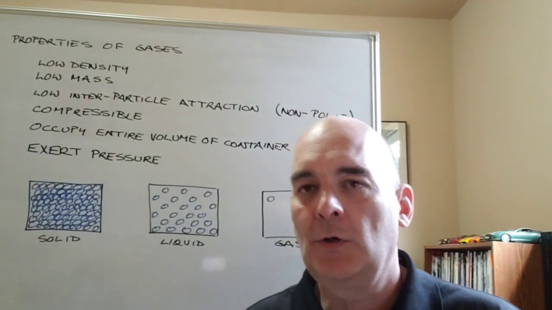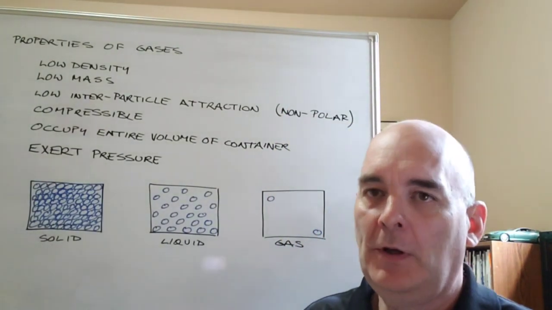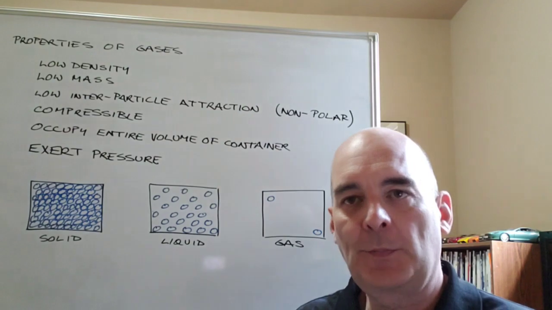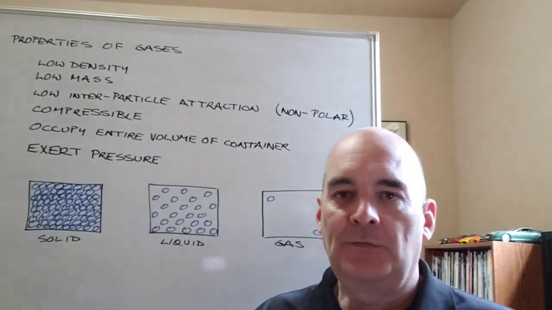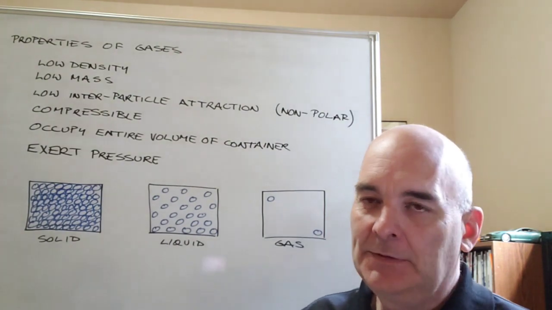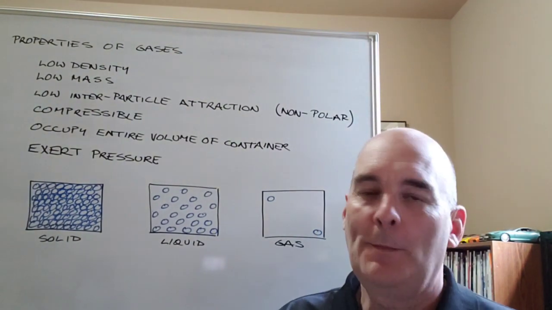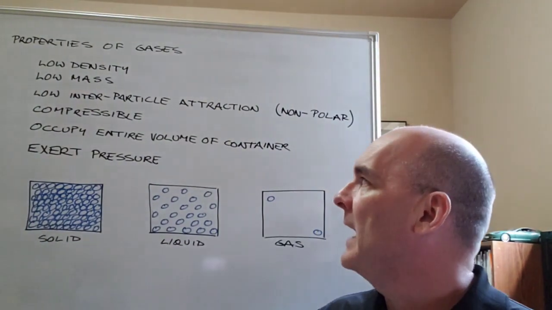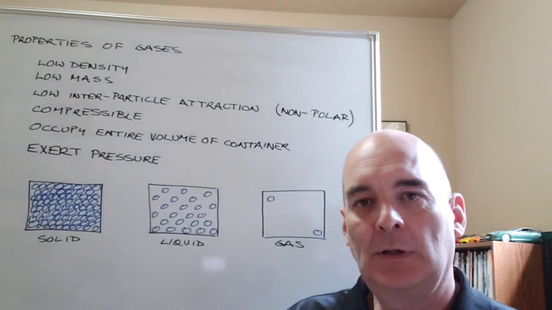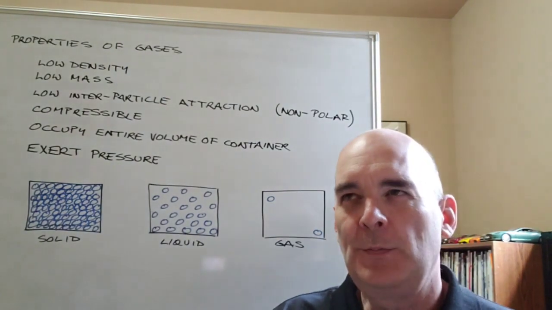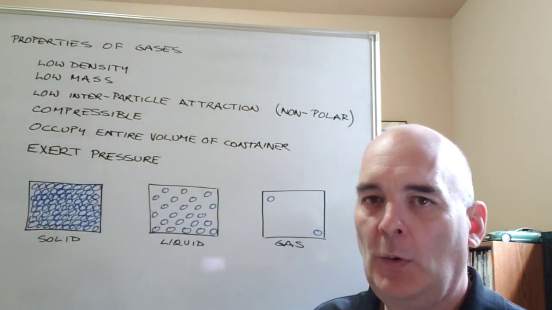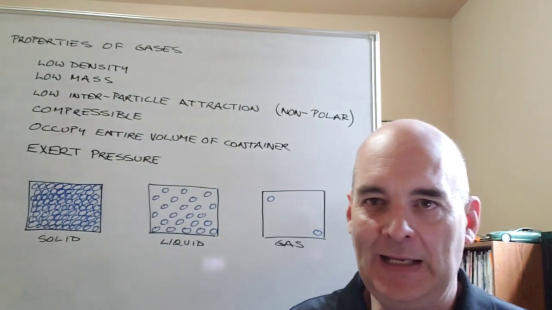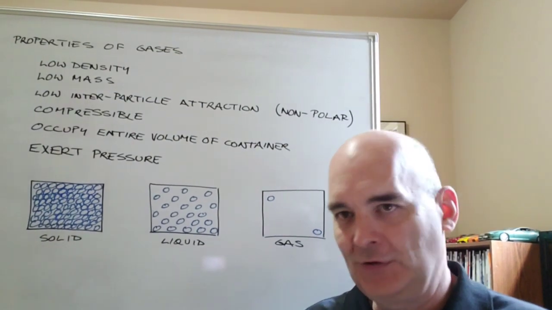Week 5 of our course and chapter 10 of the book concerns itself with the properties of gases. Gases are very low in density. They have low mass. They have low interparticle attraction, which means that most of our gases are going to be non-polar. That's covered in a later chapter in the book, but it's good to know now.